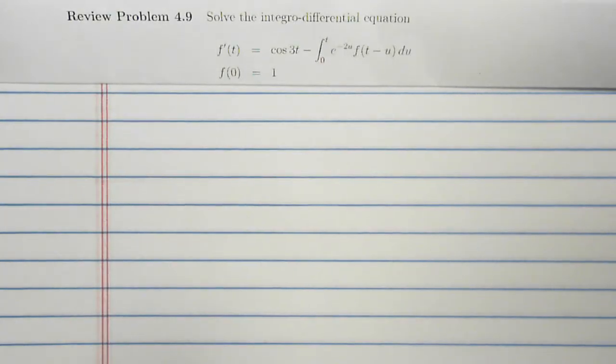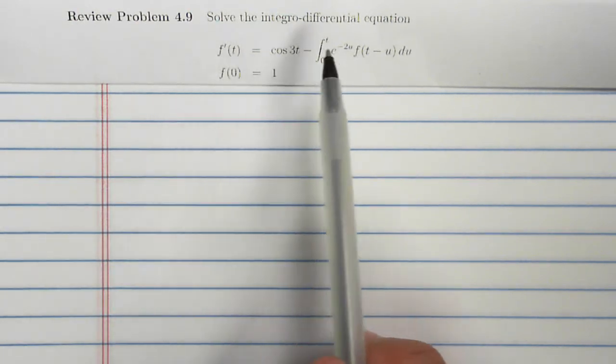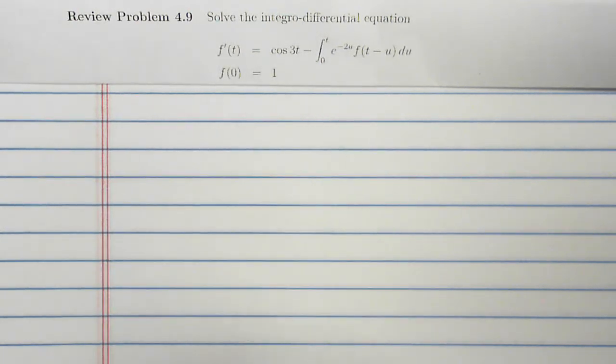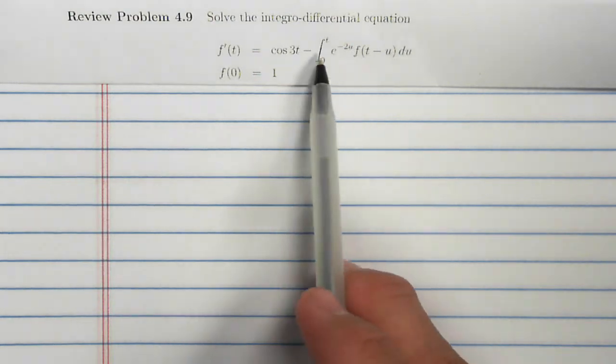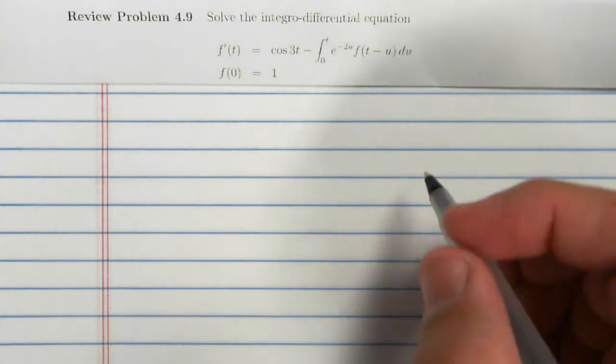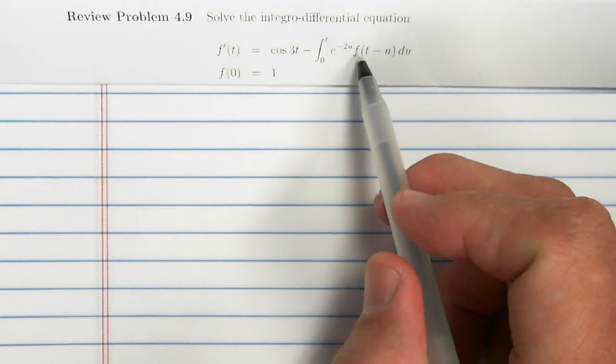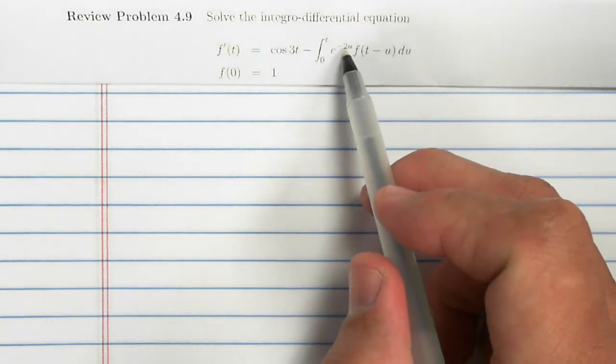In this video, let's take a look at the solution of this integral differential equation that has both a derivative and also a convolution integral. To get started, we notice that this is a convolution integral of two functions, the function f and also the function e to the minus 2t.